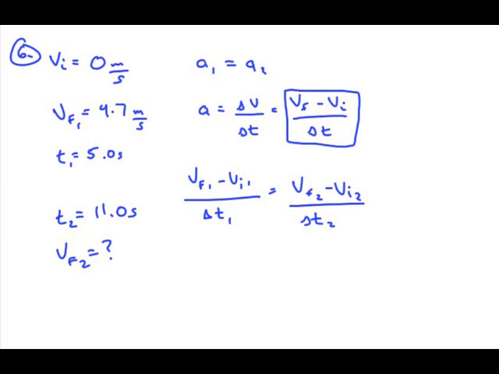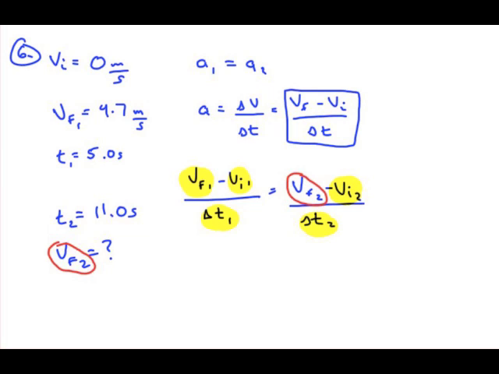Well, we know almost all this. We know our initial velocity. We know our absolute initial velocity. That's the same thing in both scenarios. In both instances, you start from 0. And we have our time 1, and we have our time 2. All we really need to find, to solve for, is VF2. What is our final velocity at the second time increment, at 11 seconds? Well, we can solve for that.